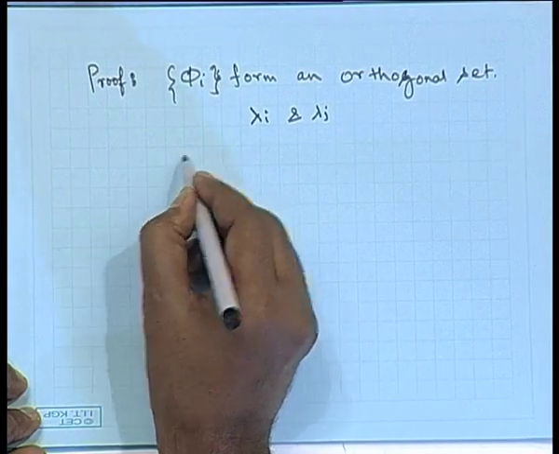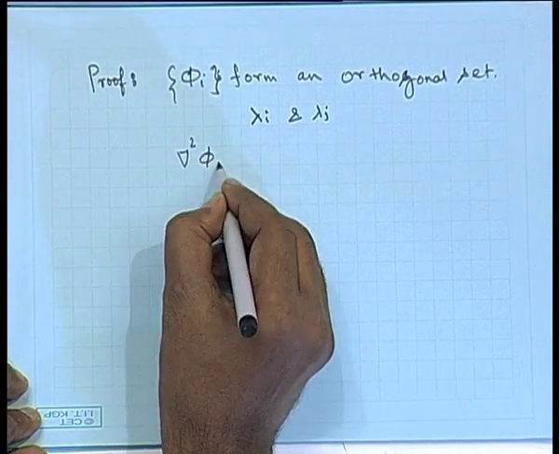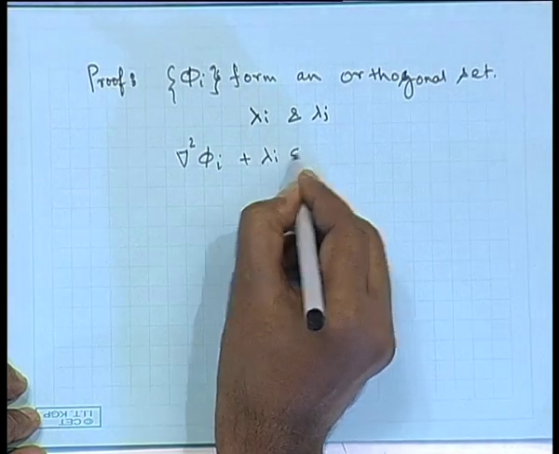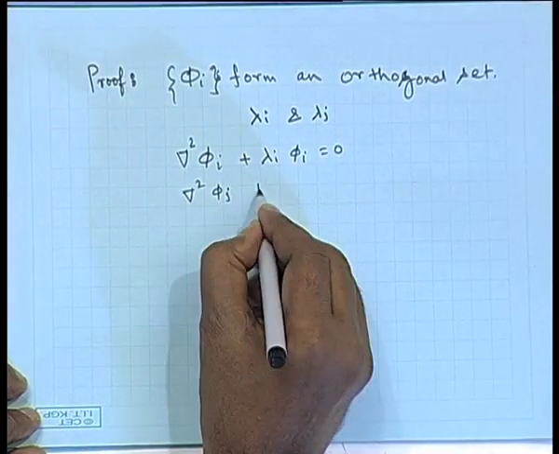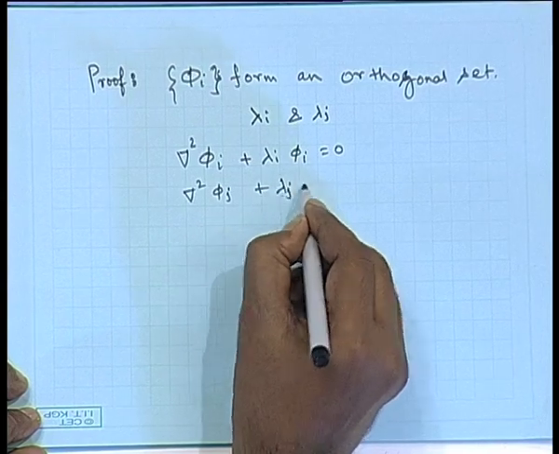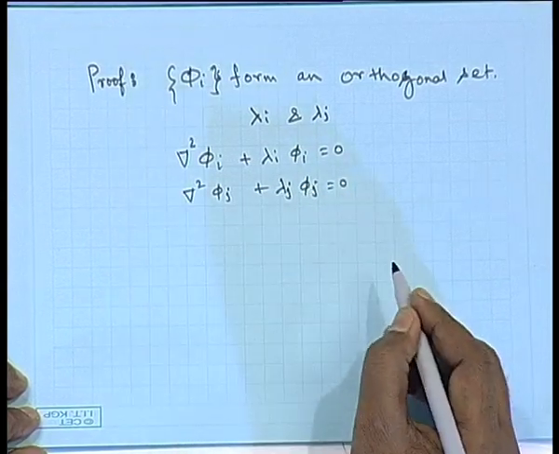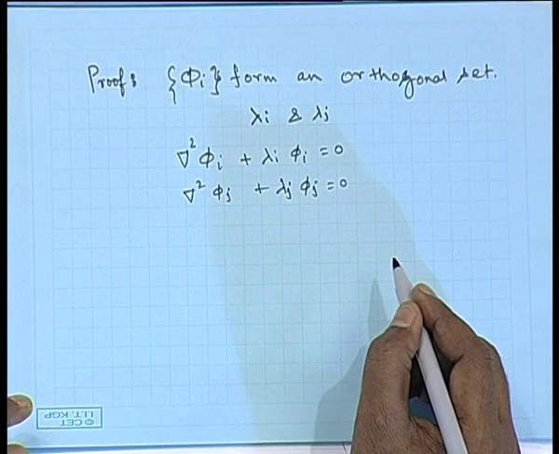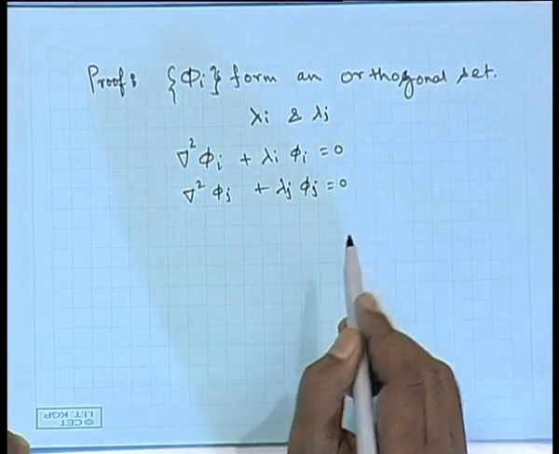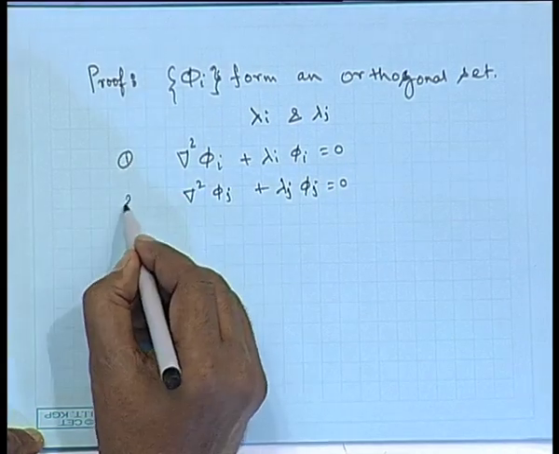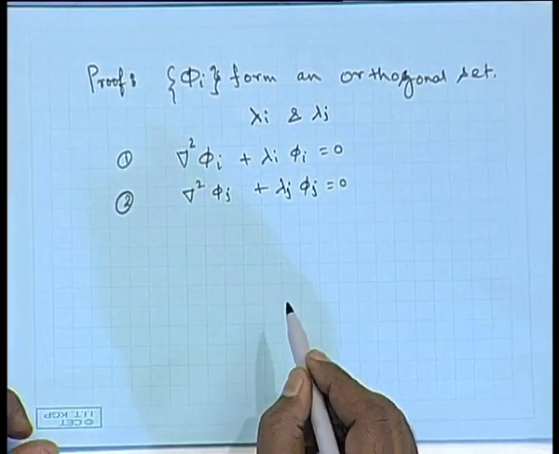So, the governing equation of phi i is nothing but grad square phi i plus lambda i phi i is equal to 0, and grad square phi j plus lambda j phi j is equal to 0, right. These two are the governing equations for phi i and phi j. Okay. Let us say this is equation number 1, this is equation number 2.